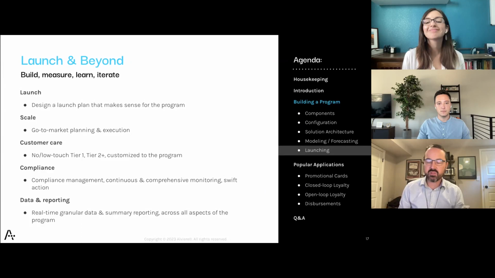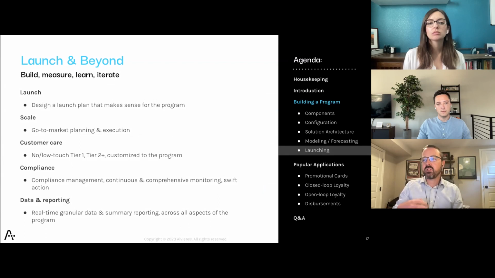I'll jump a couple with the data and reporting. So you need to make sure that you have that real-time granular data, both at the lowest level and at a summary level, to learn from and make decisions and make adjustments as the program progresses.